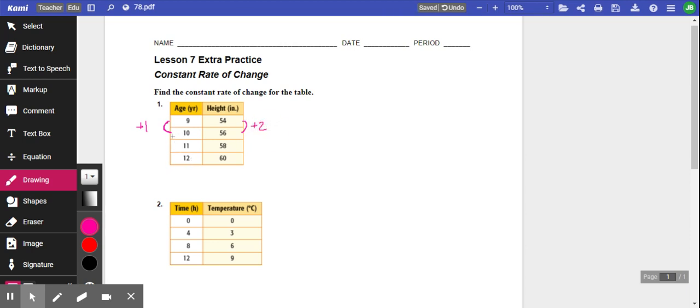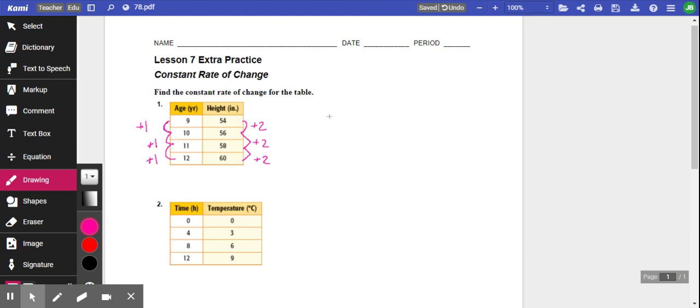Now what we're going to do is compare this. From 10 to 11 is also an increase of +1. 11 to 12 is an increase of +1. From 56 to 58, we're increasing by 2. And from 58 to 60, we're increasing by 2.